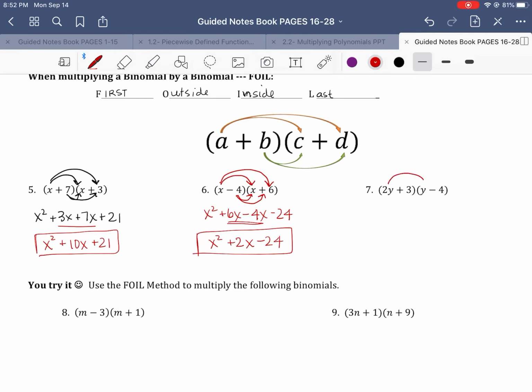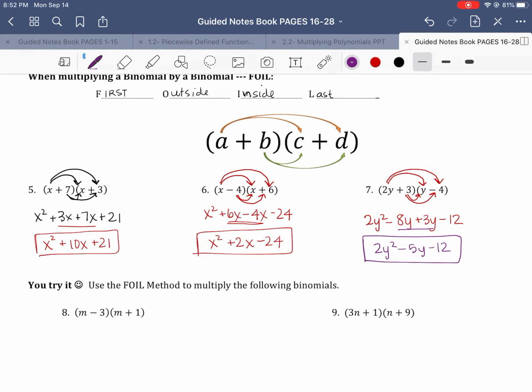Again, here on the end, we do the same thing. We've got 2y, and we're multiplying it by a y, so that would be 2y squared. Then we do the outside, so 2y times negative 4 is negative 8y. We do the inside, 3 times y is positive 3y, and we do last times last, which would be negative 12 in this case. Again, we look at those middle pieces as those are like terms, and the first term stays the same. Negative 8y plus 3y is negative 5y minus 12.